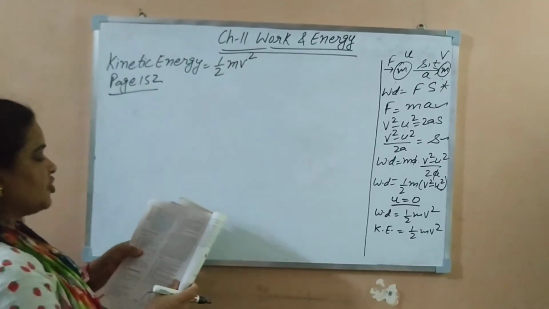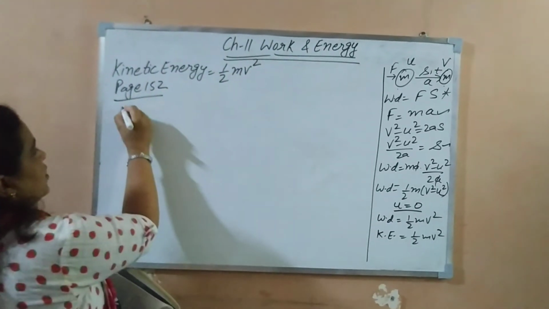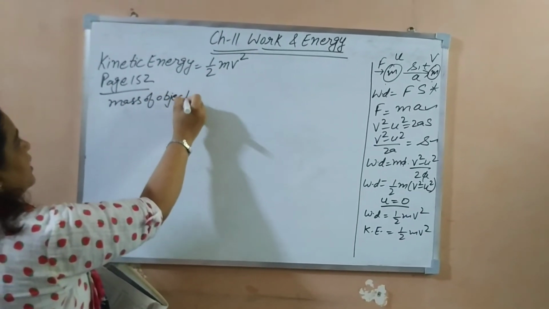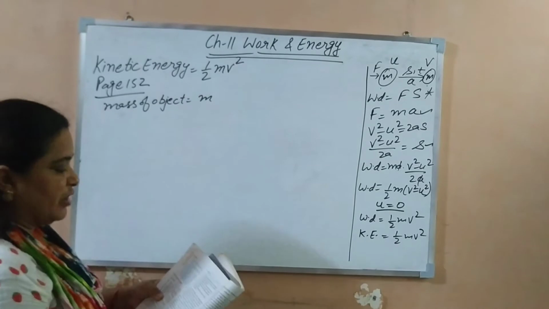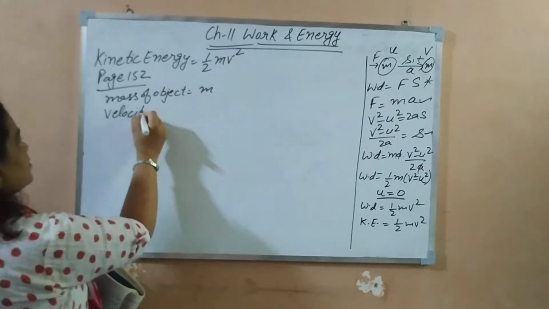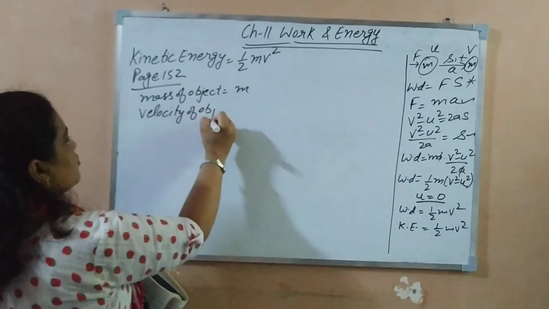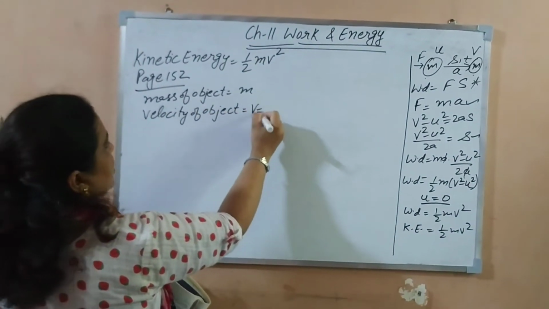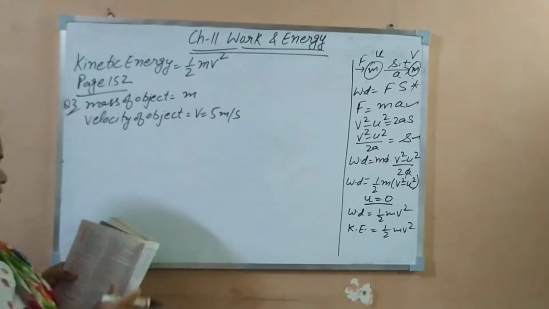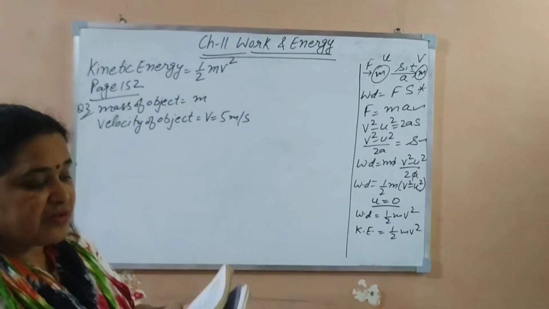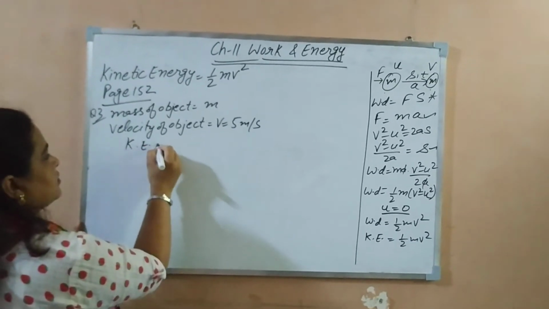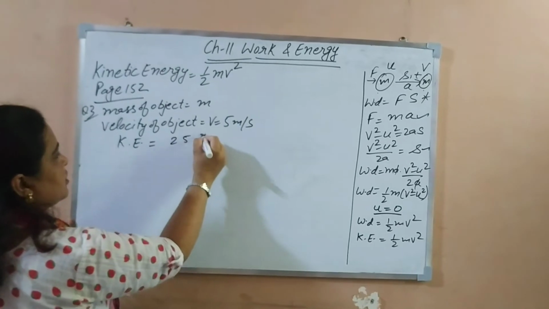The kinetic energy of an object of mass m. What is the mass of the object? It is given as m, not given in value. It is moving with a velocity of 5 meter per second, and it has energy 25 joule. So the kinetic energy given is 25 joule.